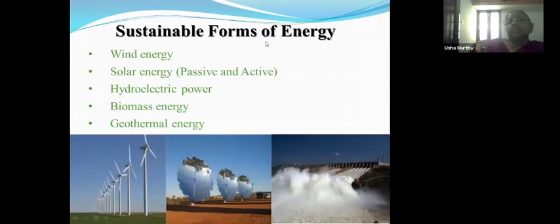And now coming to the sustainable forms of energy actually. So in nature, we have solar energy, wind energy, hydroelectric power, biomass energy, and geothermal energy. All these things are sustainable forms of energy. If we want to go for sustainable development, achieve that, then any of these things can be adopted and we can go for sustainable development.